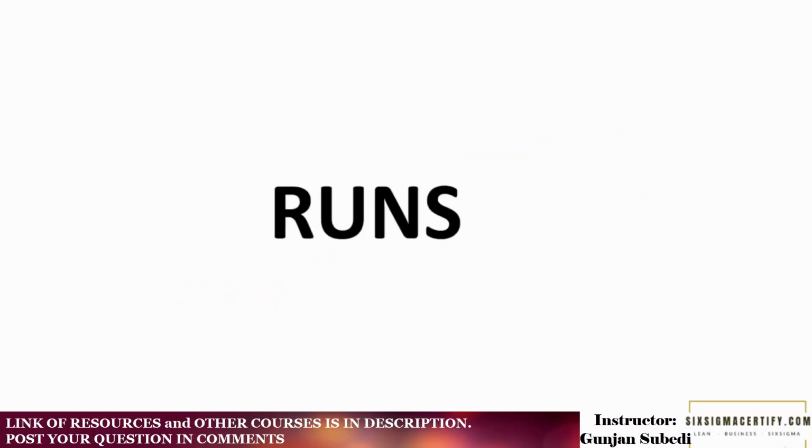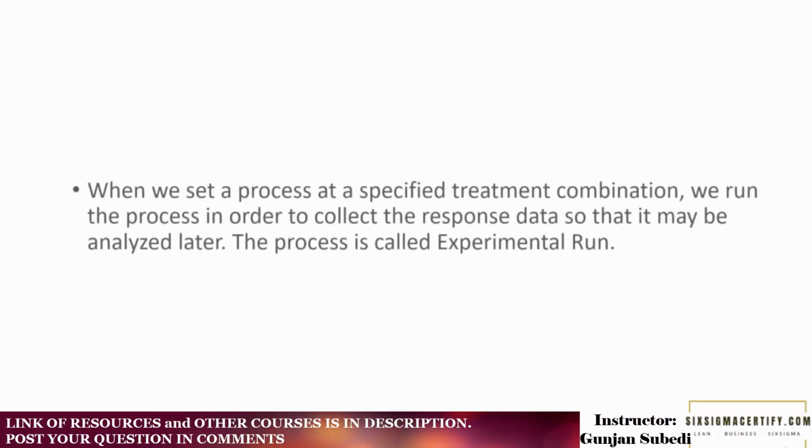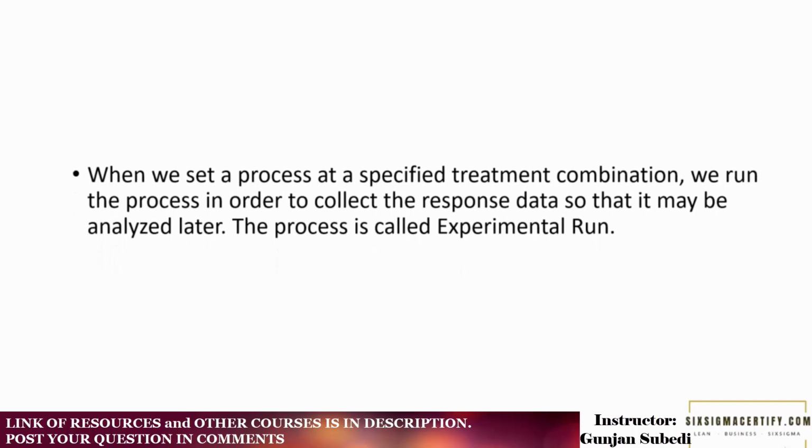Now let us understand what is run. When we set a process at a specified treatment combination, that is, specified factors set at specified levels, we run the process in order to collect the response data so that it may be analyzed later. The process is called experimental run. So, run is just the experiment. We may conduct different number of experiments in the design of experiments. Those experiments are called runs.